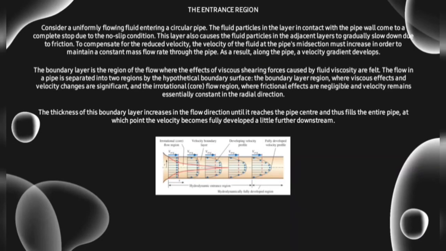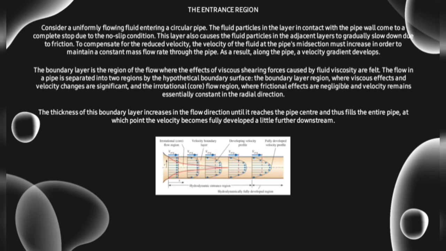The entrance region. Consider a uniformly flowing fluid entering a circular pipe. The fluid particles in the layer in contact with the pipe wall come to a complete stop due to the no-slip condition. This layer also causes the fluid particles in the adjacent layers to gradually slow down due to friction. To compensate for the reduced velocity, the velocity of the fluid at the pipe's midsection must increase in order to maintain a constant mass flow rate through the pipe.